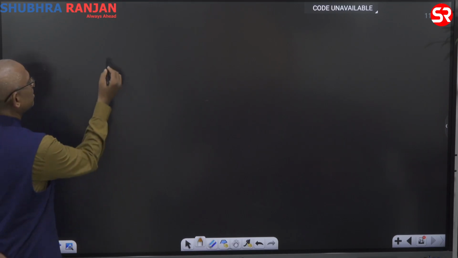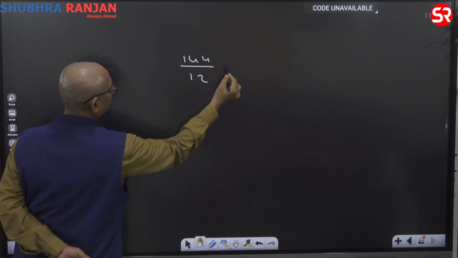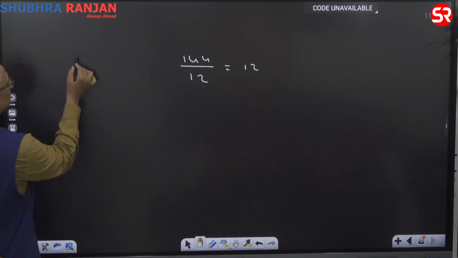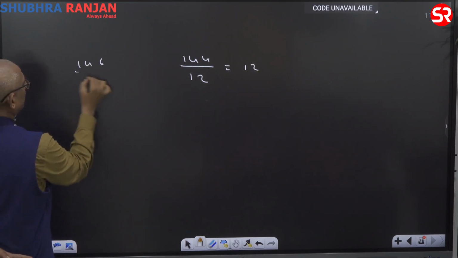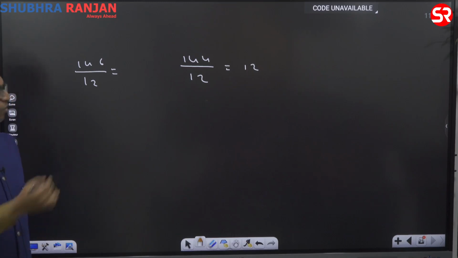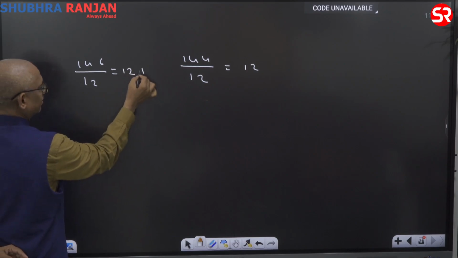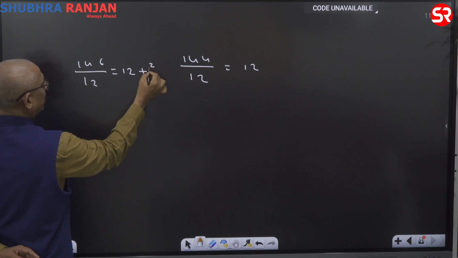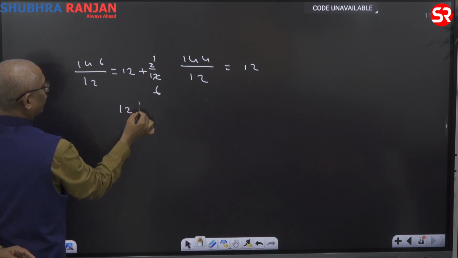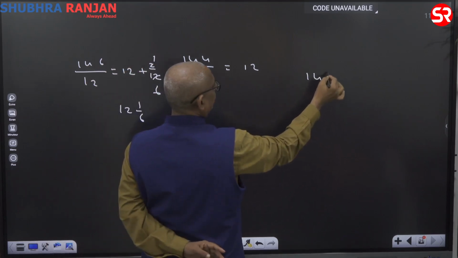See, now tell me what is the answer for 144 by 12? Super. Now tell me answer for 146 by 12? We know 12 12 is 144. Then what is the remainder? Remainder is 2 by 12. Is it okay? So answer is 12, 1 by 6. Now tell me what is 141 by 12?